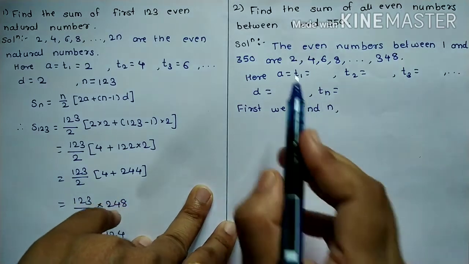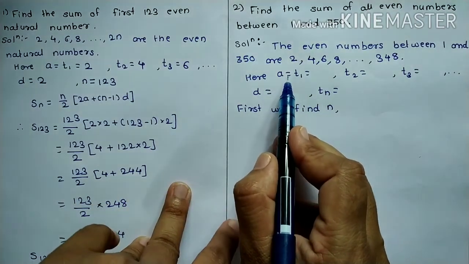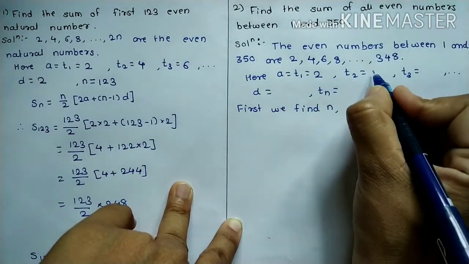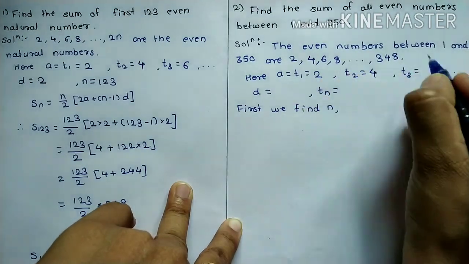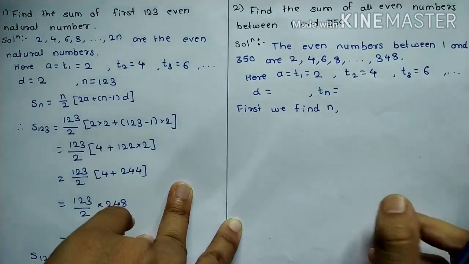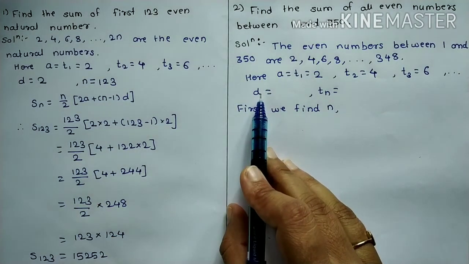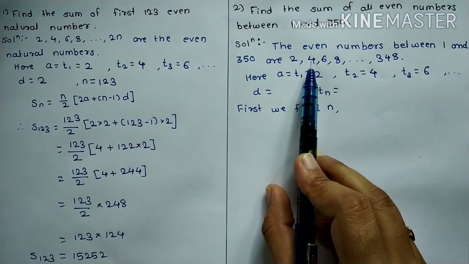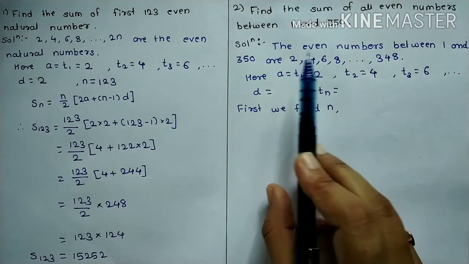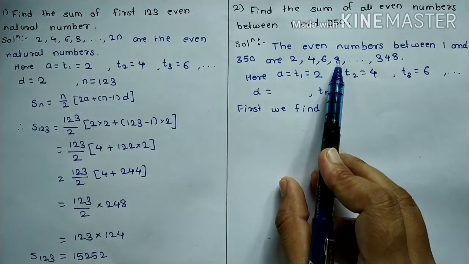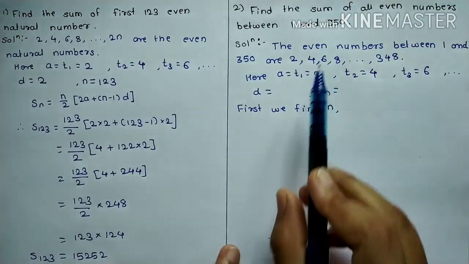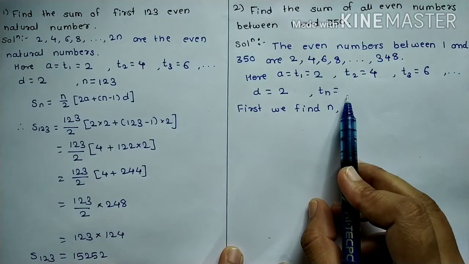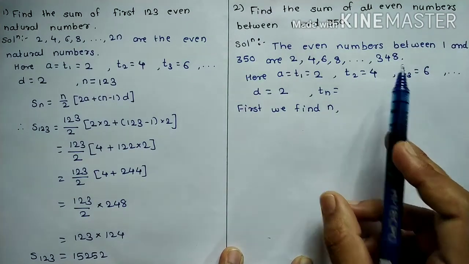Here a equal to, a means first term, that is T1 is 2. T2 means second term, that is 4. T3 means third term, that is 6 and so on. Now write down d. d means difference between two consecutive terms. Here difference between two consecutive terms is 4 minus 2 is 2. 6 minus 4 is again 2. 8 minus 6 is again 2. That means difference d is 2. Tn means last term, which is 348.